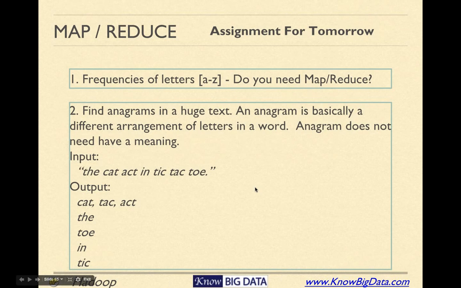Okay, so the first question is probably the easiest one. You have to compute the frequencies of letters. First question is, will you use MapReduce or not? Second question is, please use MapReduce to do the computation of frequencies of letters. How many times A occurred, B occurred, C occurred, and so on. If a letter did not occur in the text, we don't need that in the output.